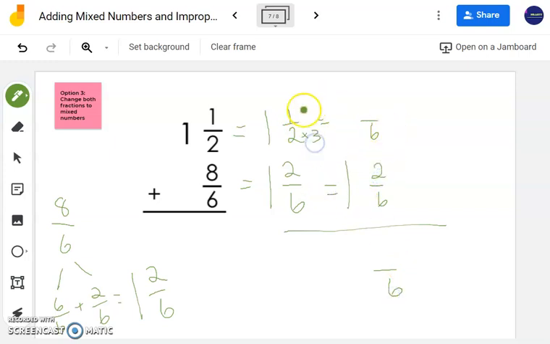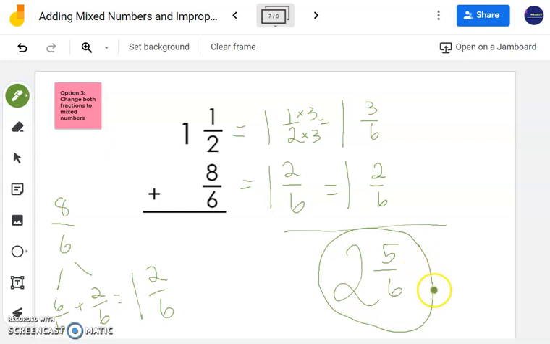2 times 3 gave me 6. 1 times 3 is 3. Can't forget about my whole number there either. Notice to always include these whole numbers throughout your problem. Add my numerators. 3 plus 2 is 5. Add my whole numbers. 1 plus 1 is 2. And take a look at that. We got 2 and 5/6 again.